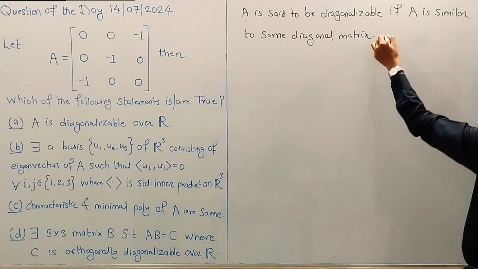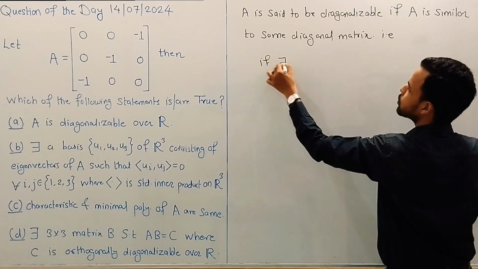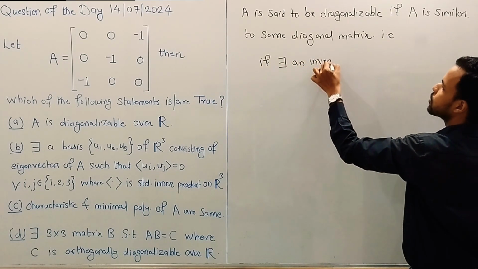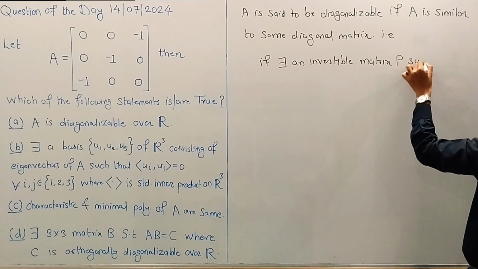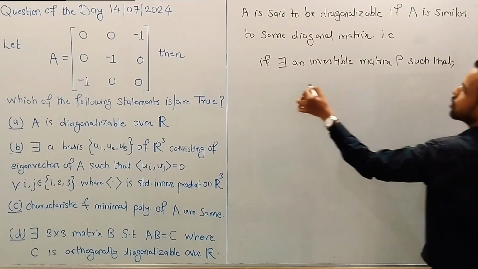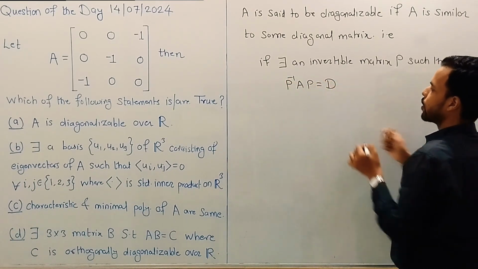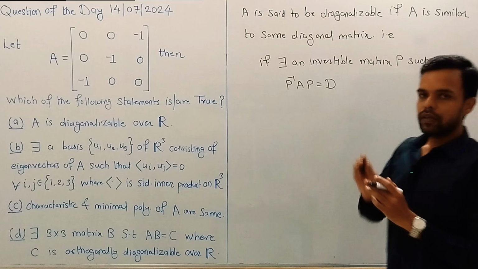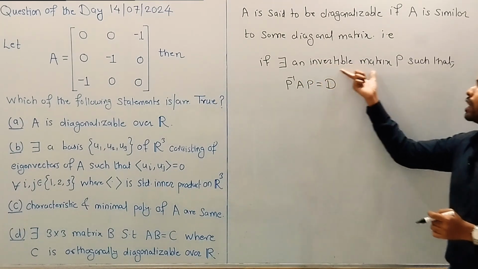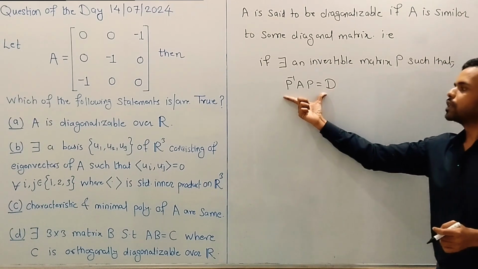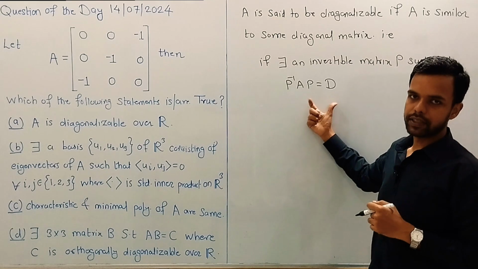That is, if there exists an invertible matrix P such that P inverse AP is equal to a diagonal matrix. So a square matrix A is diagonalizable if there exists an invertible matrix P such that P inverse AP is some diagonal matrix. This is by the definition of similar matrices.